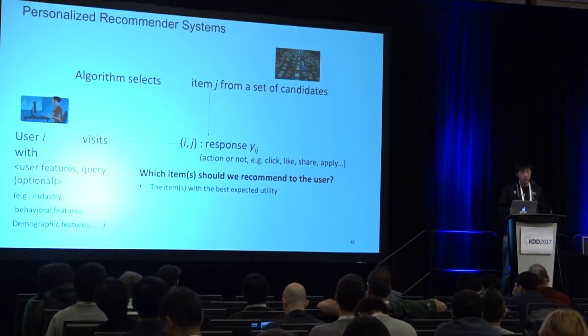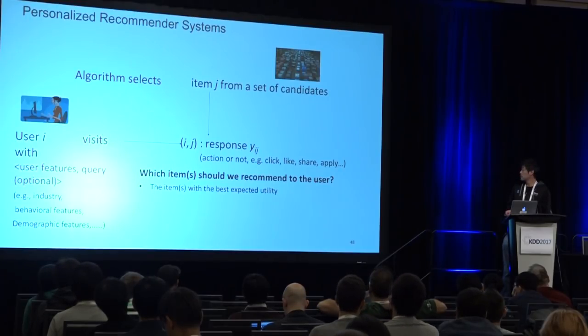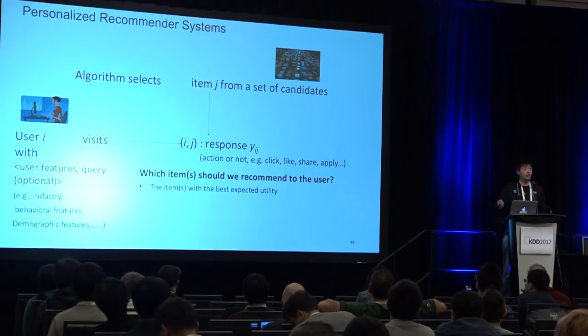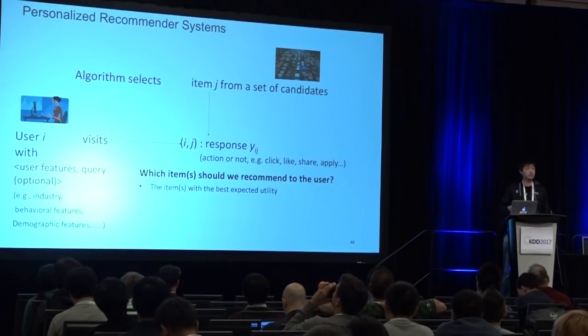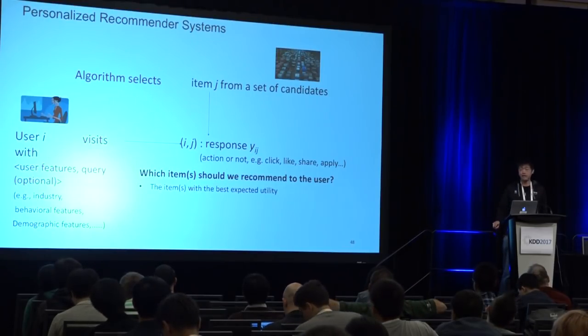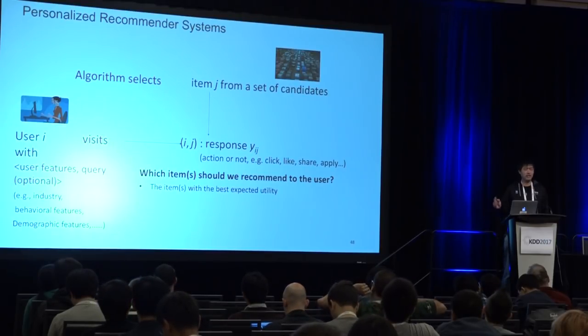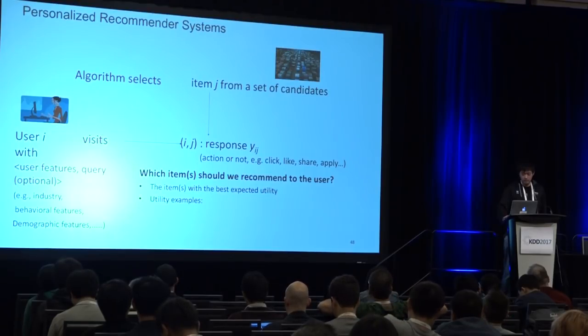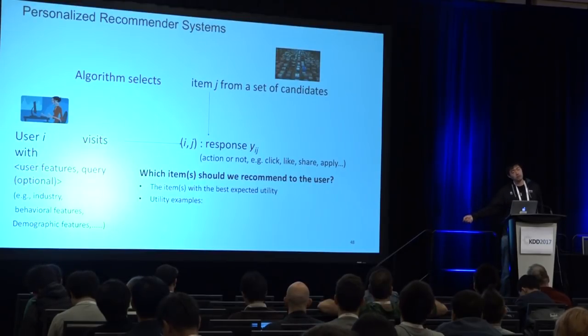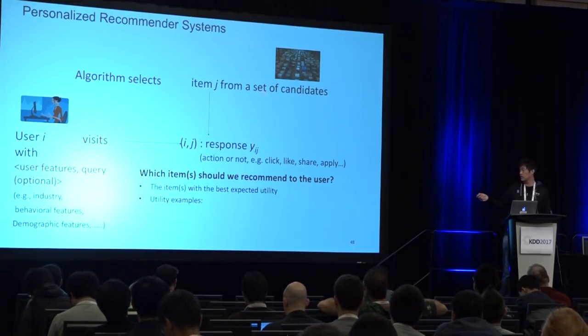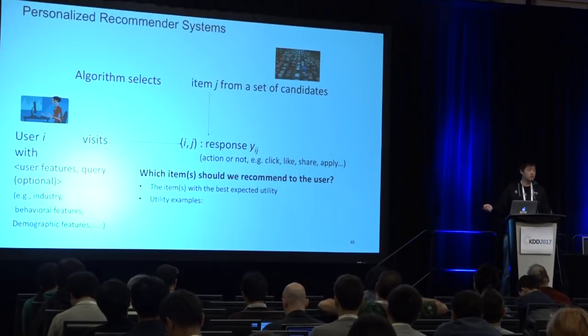So now the question is, how are you going to rank? From the recommender system perspective, the way you rank is by saying, I'm going to select the item with the best expected utility, because that is how we're going to optimize. But what is utility, right? That is very abstract. The utilities are, in fact, highly dependent on the problem, the website itself, the context, and what the business is trying to optimize for.